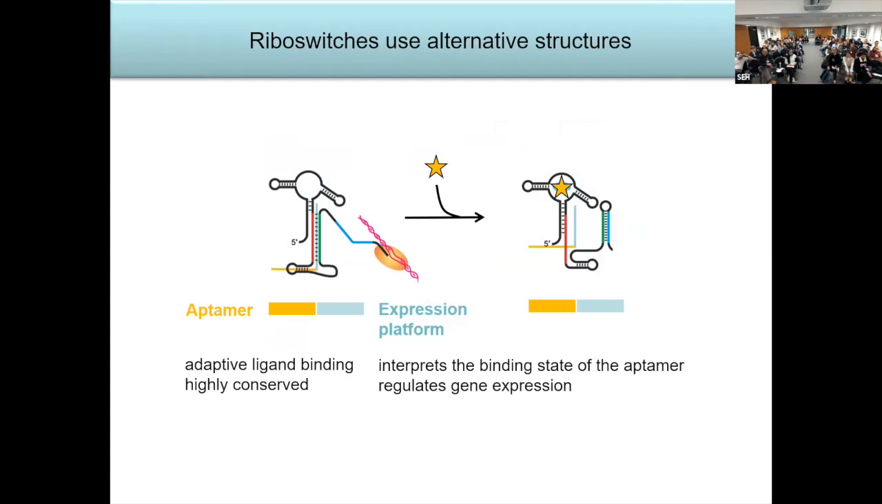They are highly structured RNAs located in the 5' UTR of many bacteria, mostly of metabolic genes. They can have an aptamer domain that senses a metabolite directly, and then the expression platform reads out the binding status of this aptamer and switches gene expression on or off.